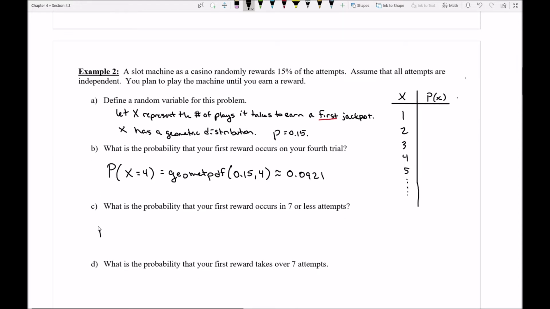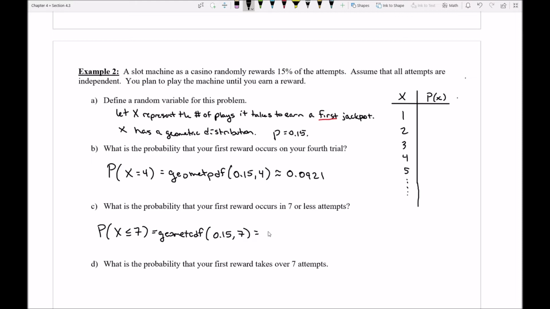Well, take a look. I can keep doing this with a lot of other questions. What is the probability that my first reward occurs in 7 or less attempts? So the number of tries it takes to get my first jackpot will be less than or equal to 7. Okay. Well, I should be able to see that's going to require that I'm going to grab a lot of values off this table and their matching probabilities. So I'm going to do a geometric CDF. Notice again that CDFs start from the lowest value in the table and they go down to a specified stopping point. Since I want all the numbers that are less than or equal to 7, I'm going to stop here at the value of 7.